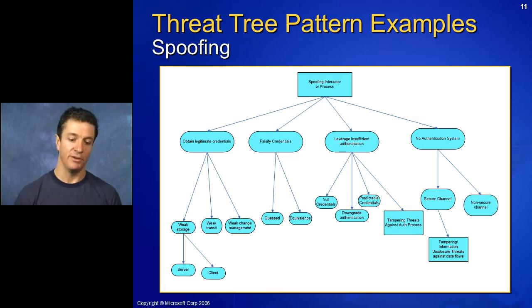So let's drill down a little bit further. Obtaining legitimate credentials, weak storage. So weak storage where? At the server or the client. So how is the data protected? How is the credential stored at the server or the client? Weak transit: how is the credential transmitted from one endpoint to the other? Weak change management. You may actually have very, very strong storage and strong transmission of the credential, but what happens when you come to change the credential? What's the policy and what's the process and the protocol that's used to actually change the credential?